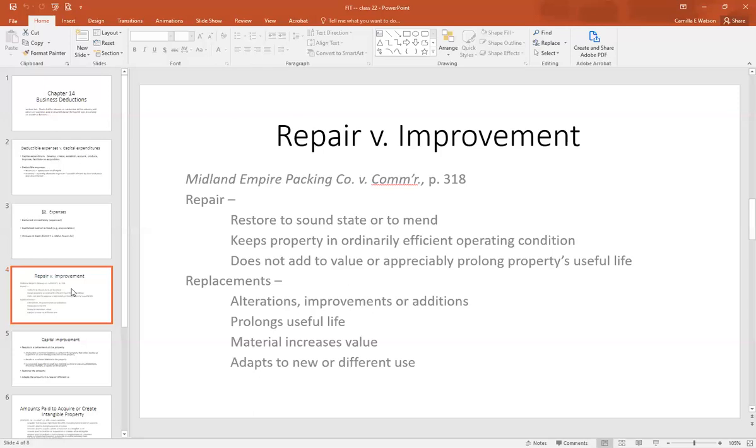Now, one thing I want to mention about this case, the expense here was great. It was a pretty substantial expense. That, no doubt, is what caught the attention of the service. The larger the expense, generally, the more likely it is that it's a capital expenditure, but not always. So even though it's a large expense, it does not necessarily mean that it's a capital expenditure, as we see in Midland Empire Packing.